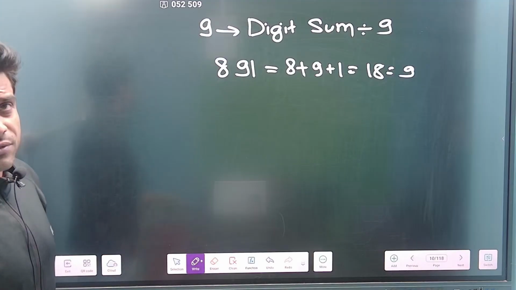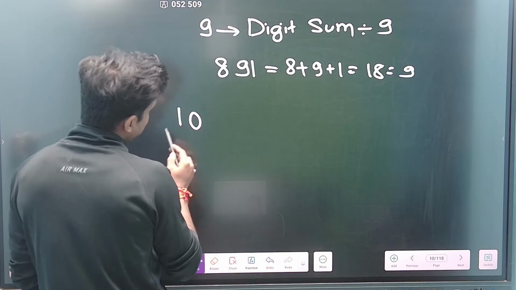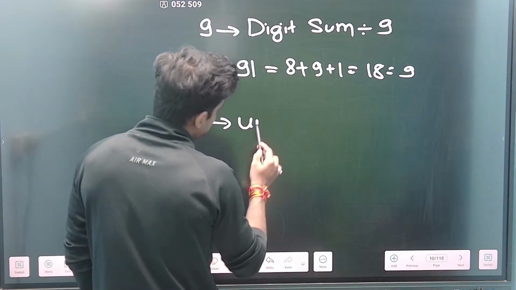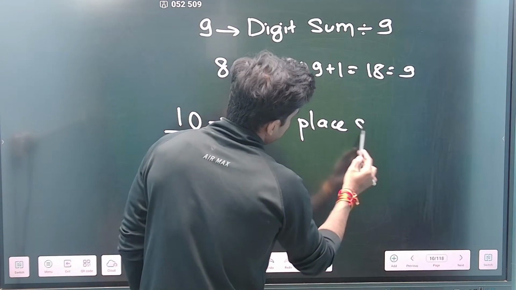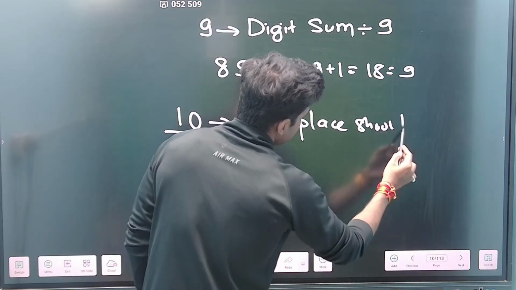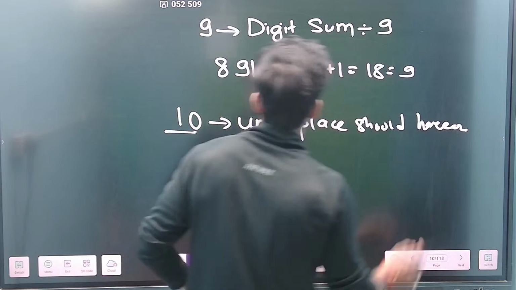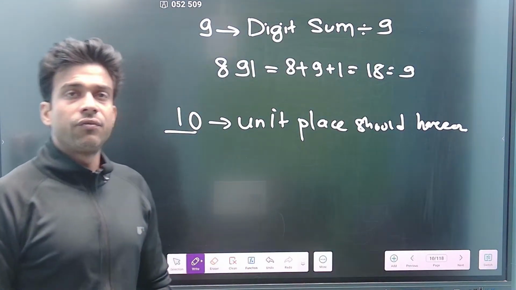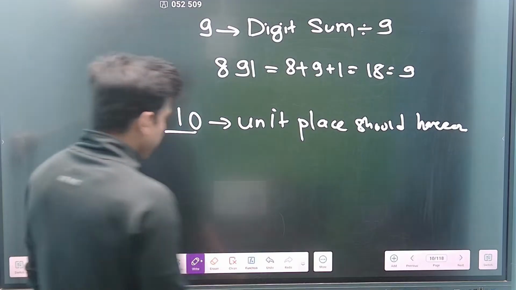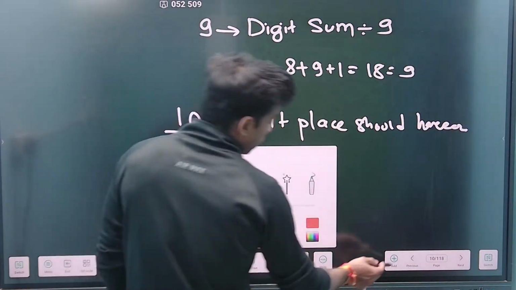It's very easy for 10, because a number is divisible by 10 if the unit place has 0. This is very important. But I haven't talked about the number 7. For 7, there is a separate rule.